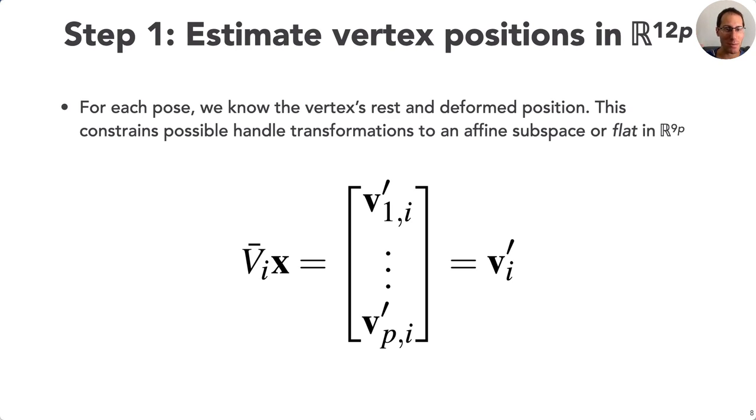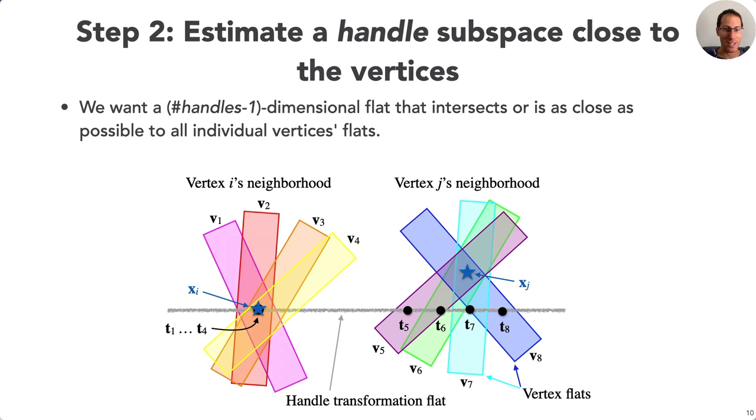Now, this is very abstract, but for this affine subspace there's another term that mathematicians like to use: flats. If we can find a flat for the handles that intersects all of these flats that are implied by the motion of the vertices, then we've found a zero error solution space to inverse skinning.